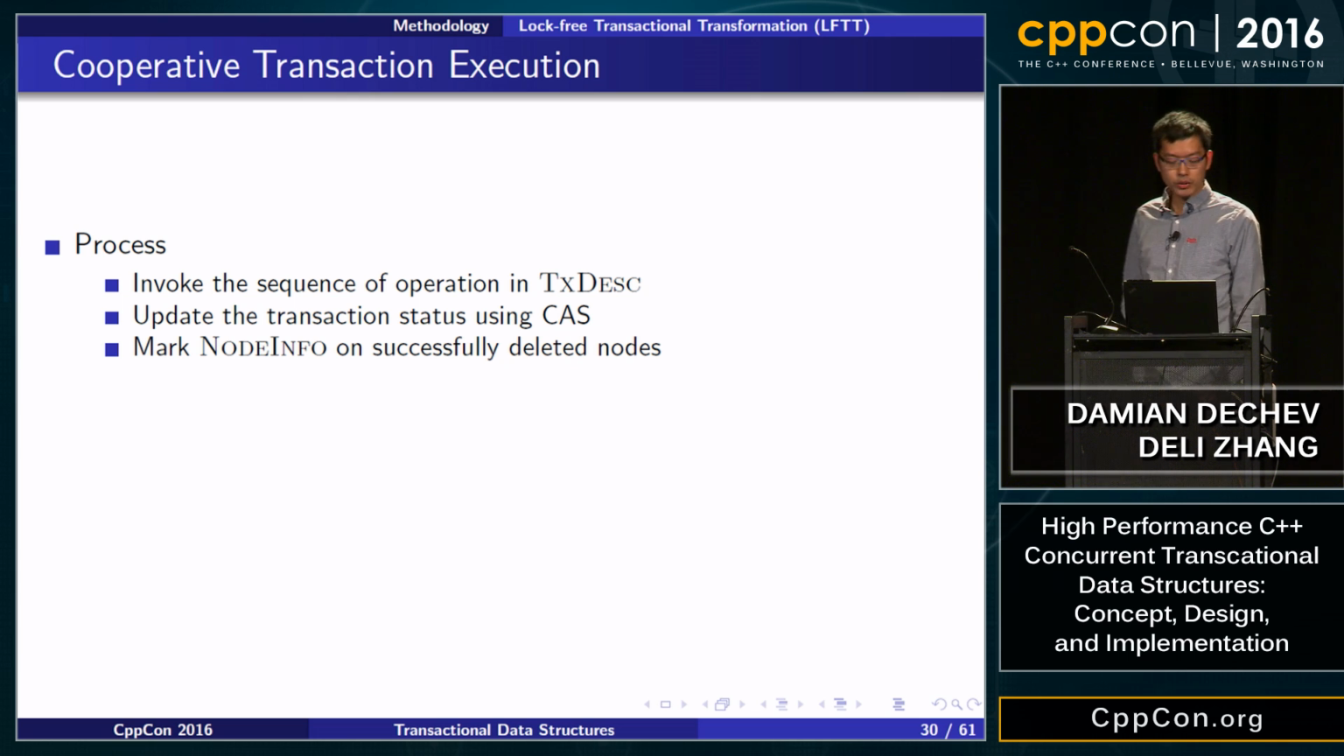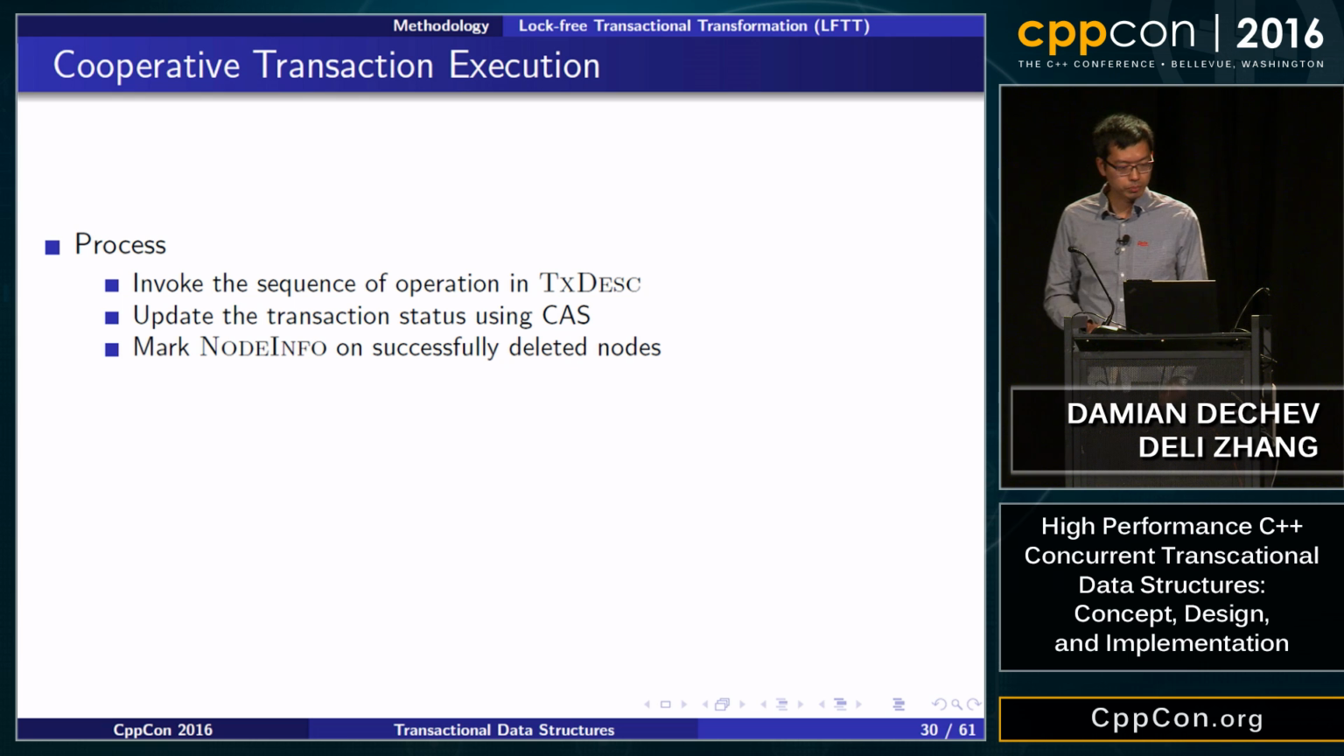There is one additional step: we need to bitmark the node info of successfully deleted nodes. This way, we can physically remove them afterwards. This is optional, but sometimes it helps performance. The nodes will not interfere with the correctness of the algorithm. It just improves the performance if we remove the extra nodes from the data structure.